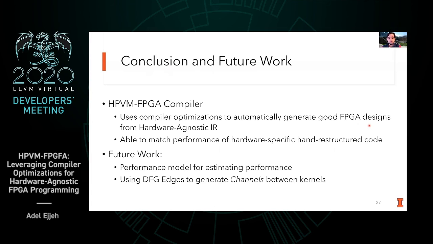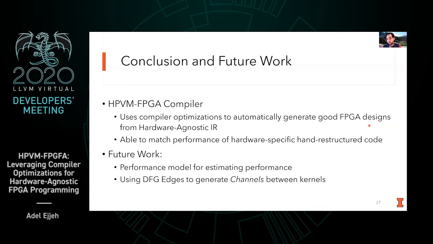To conclude, we presented HPVM-FPGA, a compiler that uses optimizations to automatically generate good FPGA designs from hardware-agnostic IR HPVM. We showed the effectiveness of our optimizations in automatically optimizing applications using 8 MachSuite benchmarks and a camera pipeline. We also showed that we were able to automatically generate a design that matches the performance of a manually restructured OpenCL version for the application.